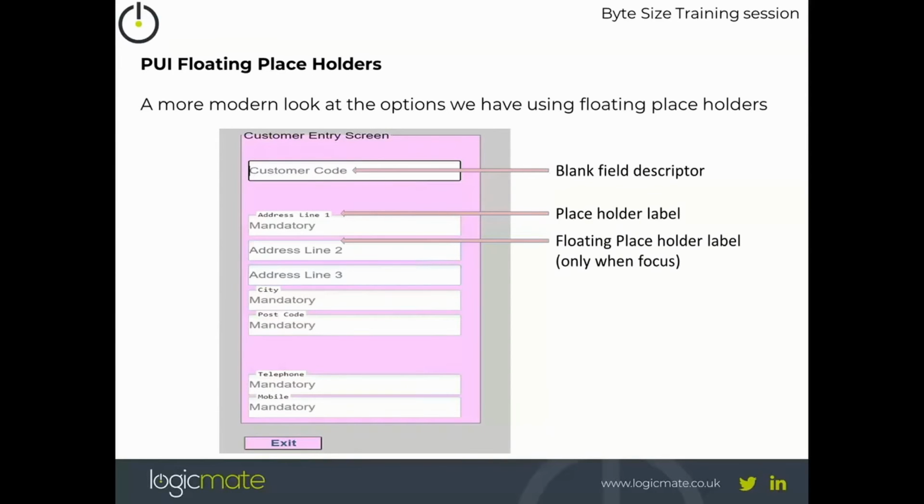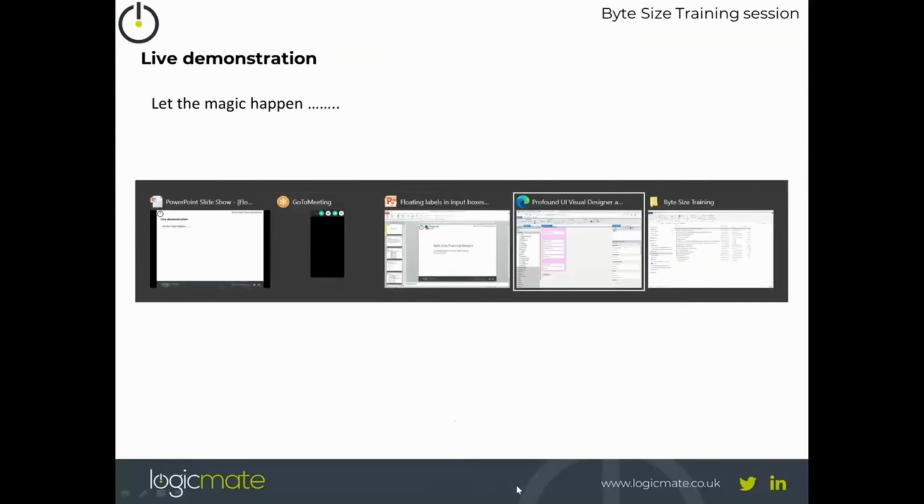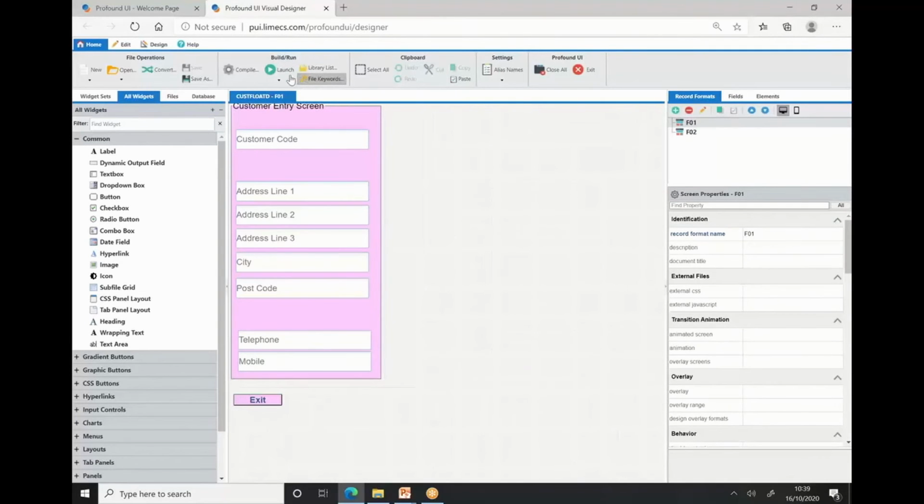Now underneath that, in address line 2, I've now taken away the floating placeholder name, and it's only using the blank field descriptor. So you can see, using a mixture of these input controls and the definitions and floating placeholder names, you can customize your screen to work exactly how you want it to. And what I'm going to do is go onto the actual live system, and I will show you how it works.